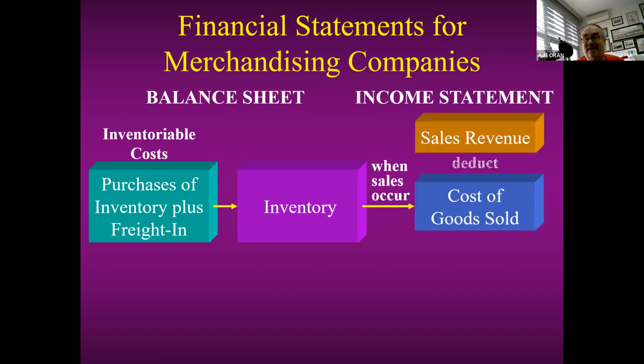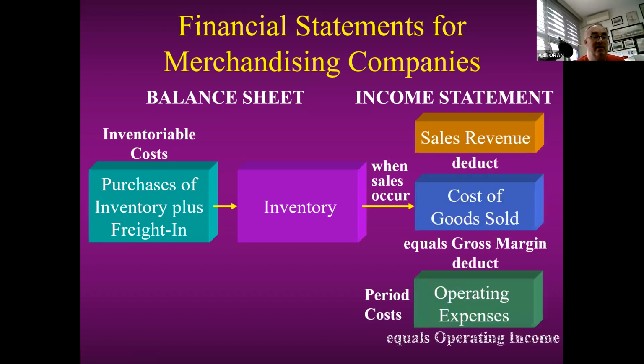And as you sell these items, it's taken out of inventory and it becomes cost of goods sold expense in the income statement. So you deduct cost of goods sold from sales revenue, and this gives you your gross profit for this company, answering the question, were you able to sell the things that you purchased at a price above what you paid to buy them?